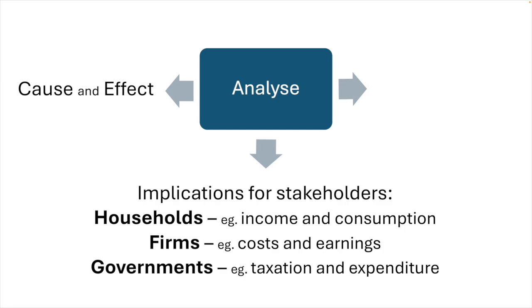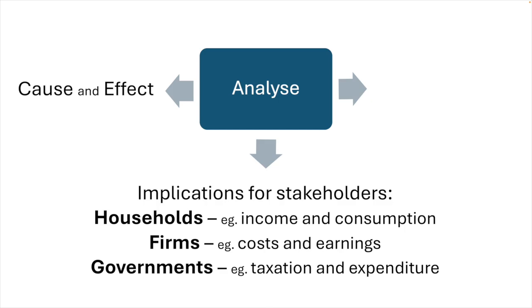Secondly, firms. Any change in policy may affect the cost structure for firms in terms of production, and it may also influence their earnings. And thirdly, governments. Changes in policy will often influence revenue, which we refer to as taxation in the circular flow model, and also government expenditure. From this perspective, we can start to establish whether the effects of a change are having an expansionary or a contractionary effect on the level of economic activity.